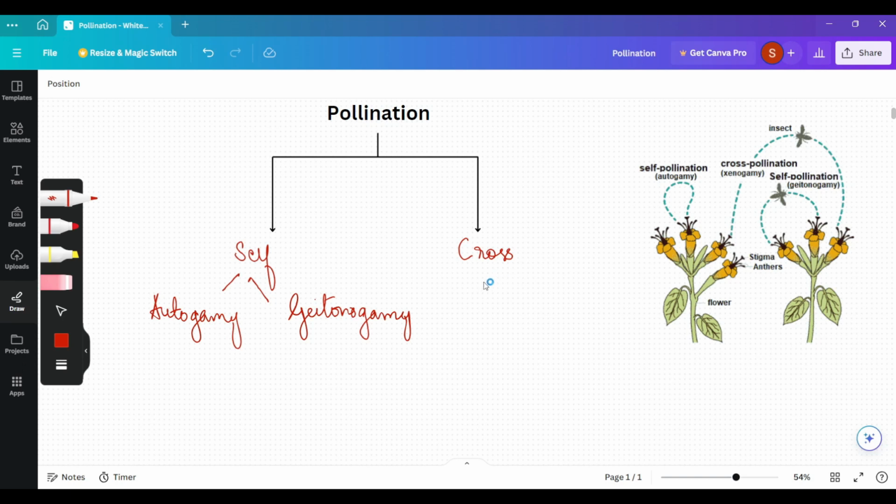Whereas cross-pollination, that is xenogamy, the pollen grains are transferred from anther to stigma of a totally different flower which is in another plant but of the same species. It is very important that it should be of the same species. If you closely observe, you can see self-pollination does not require any agents, whereas geitonogamy and xenogamy require the pollinators or the pollinating agents.